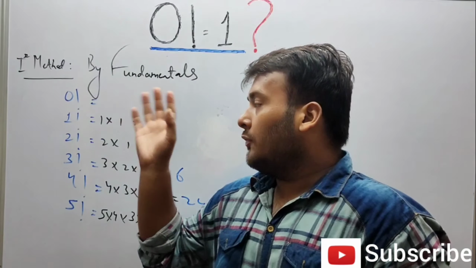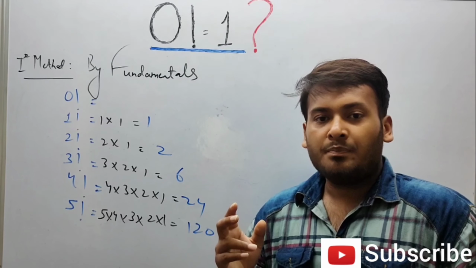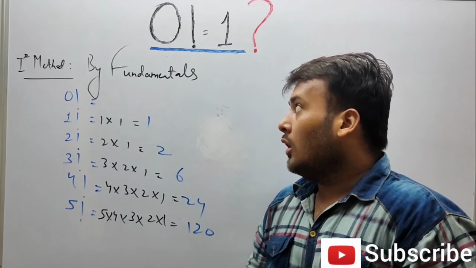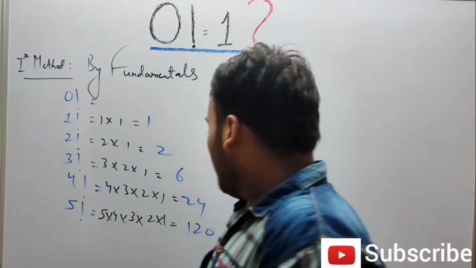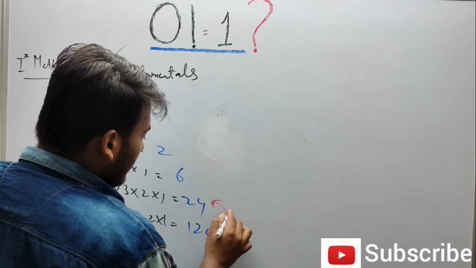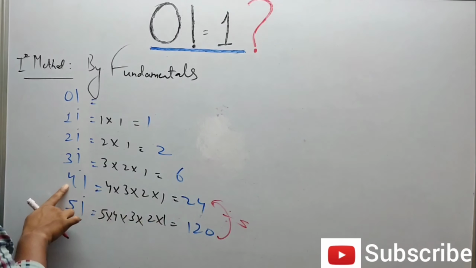Okay, by the use of fundamentals, this is not a well proven concept by itself. Alright, we are trying to make a pattern to solve 0 factorial. If I divide 120 by 5, what do we get? I get 24. Alright, this is 4 factorial.